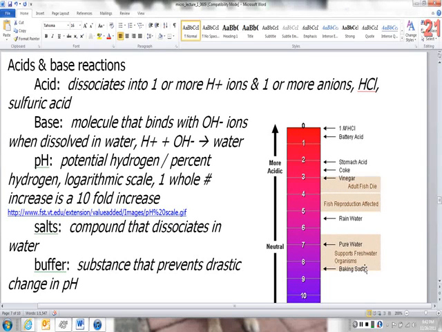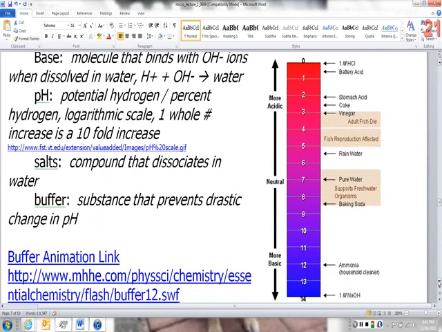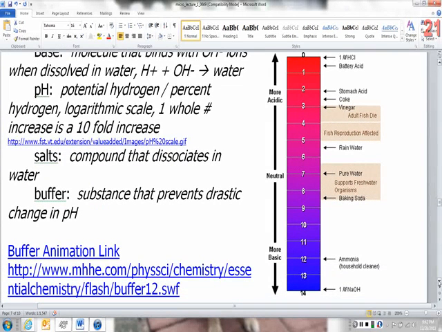Here on the right is a pH scale running from 0 to 14, along with some different examples of substances in the different pH ranges. We're going to watch a little animation here on buffers.